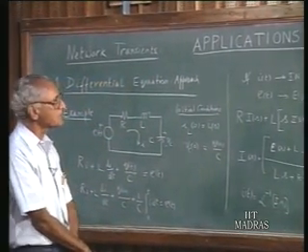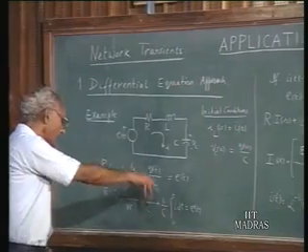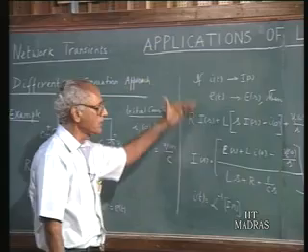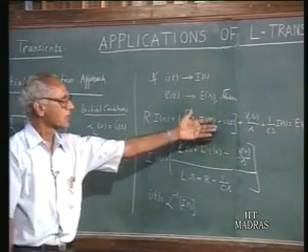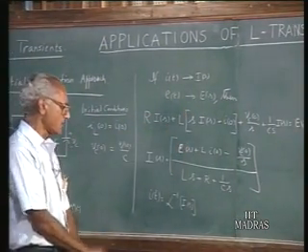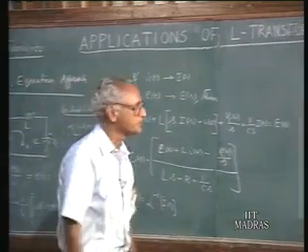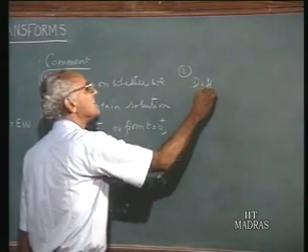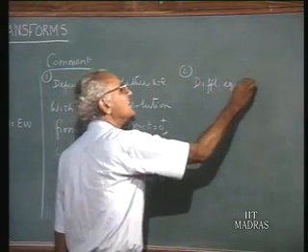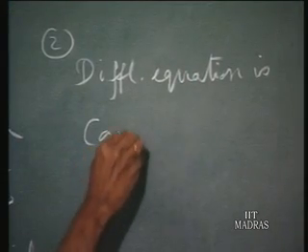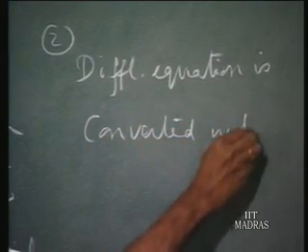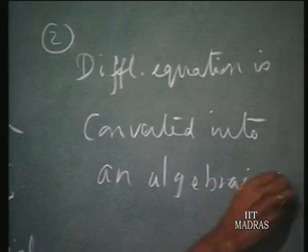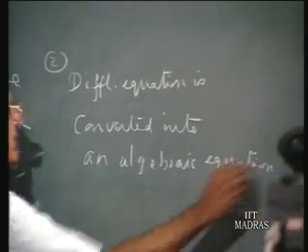Now the second point to observe is that the differential equation is converted into an algebraic equation. You are not doing any calculus part here. All the derivatives and integral signs have been converted into equivalent multiplicative factors, and so a differential equation is converted into an algebraic equation. And we are trying to solve an algebraic equation really.